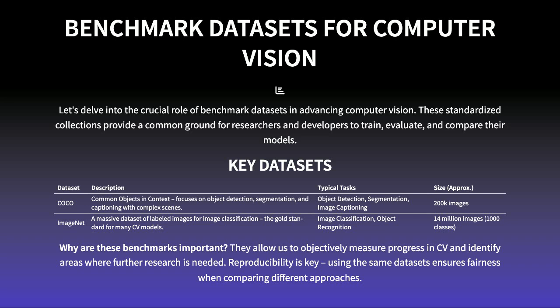COCO is great because it deals with more complex scenes like detecting objects within a scene and even describing what's going on in an image. And then there's ImageNet, which is absolutely massive, primarily used for just classifying images into different categories. Using these datasets lets us compare how well different models are performing against each other. It's all about objective measurements and making sure everyone's playing by the same rules.